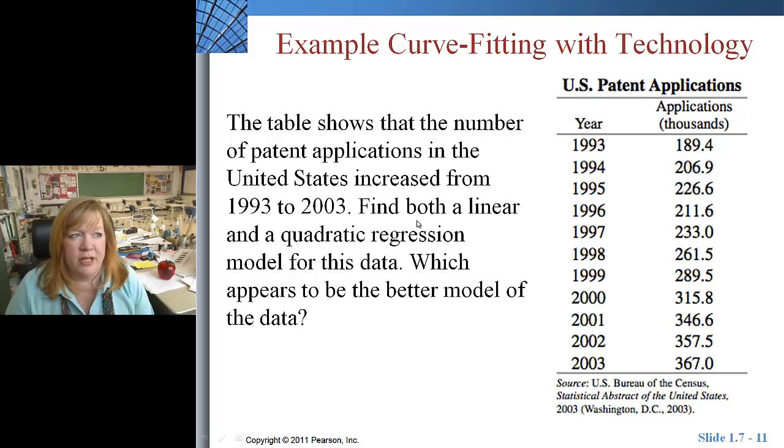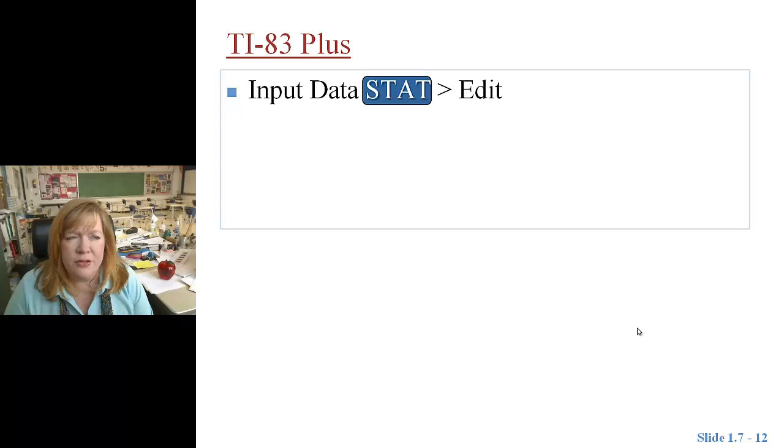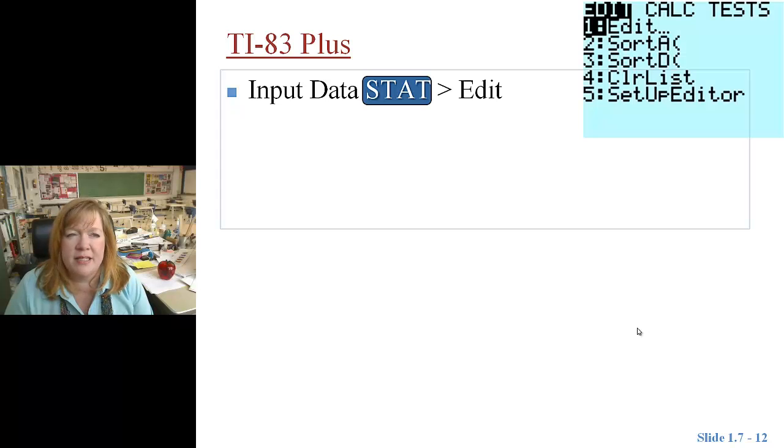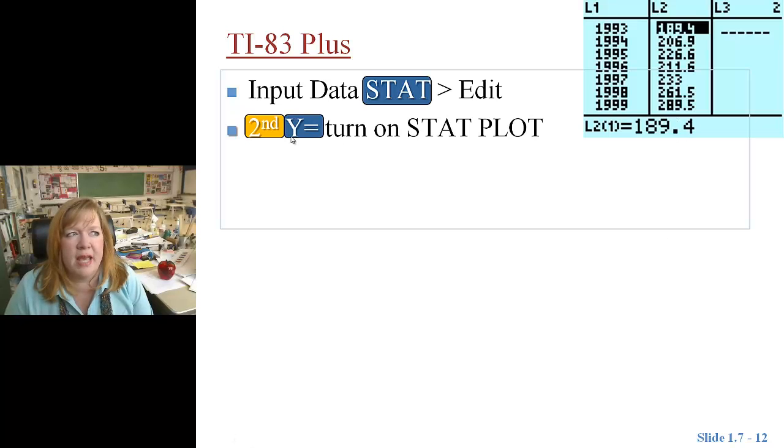So we're going to look at both the linear and quadratic regression model for the data. Linear means it's a line. Quadratic means it is a parabola. And we're going to see which one follows the data a little bit better. So we're looking at the TI-83 Plus right now. You're going to input your data. You hit the Stat button and then select Edit. That'll come up. You hit number 1 for Edit and then put in your data. So here's our X's, here's our Y's. After we put those in, we go to second and Y equals to turn on our stat plot.